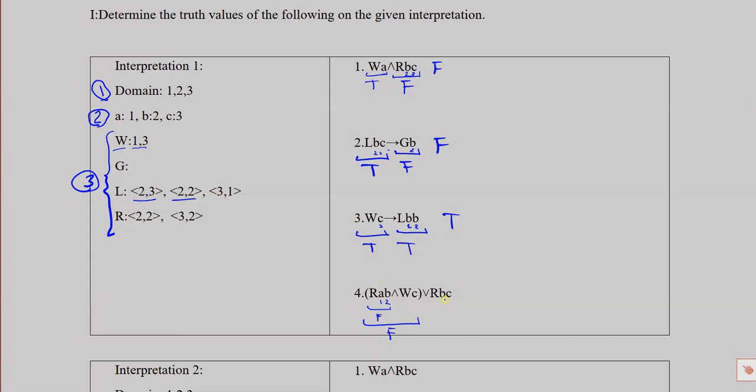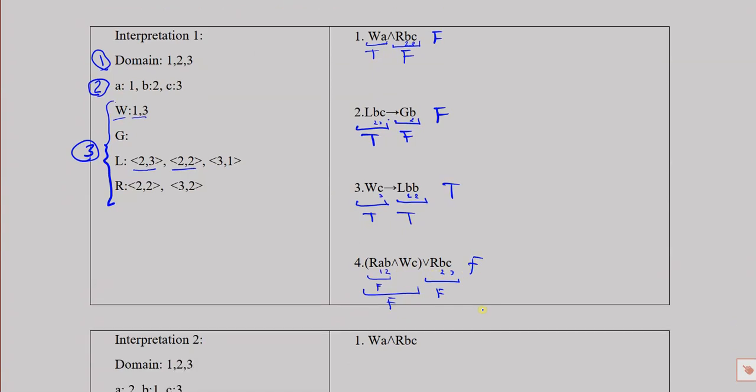Okay, so let's deal with this one, RBC. Is 2, 3 in the extension of R? No. So RBC is also false. So false or false gives us false. Okay. So those are the truth values of statements on this interpretation.